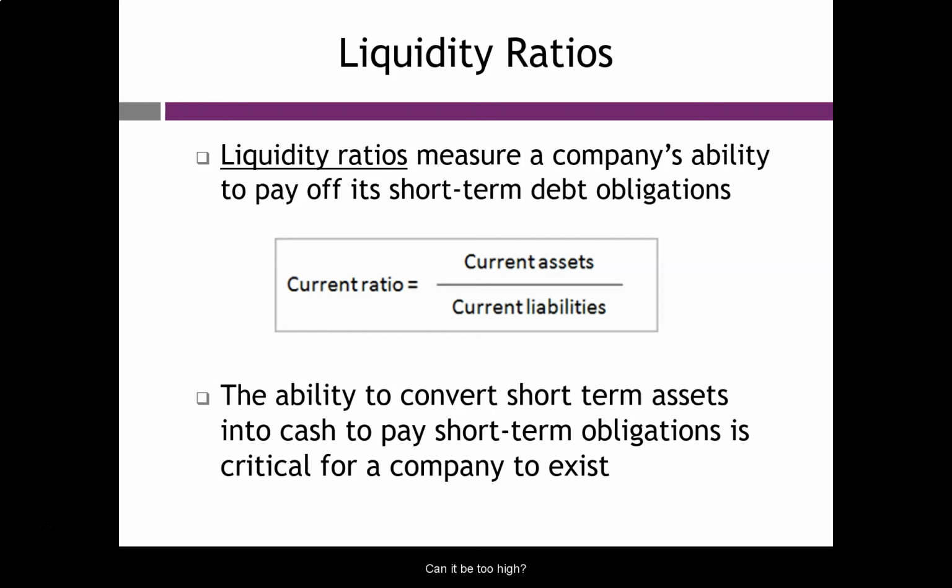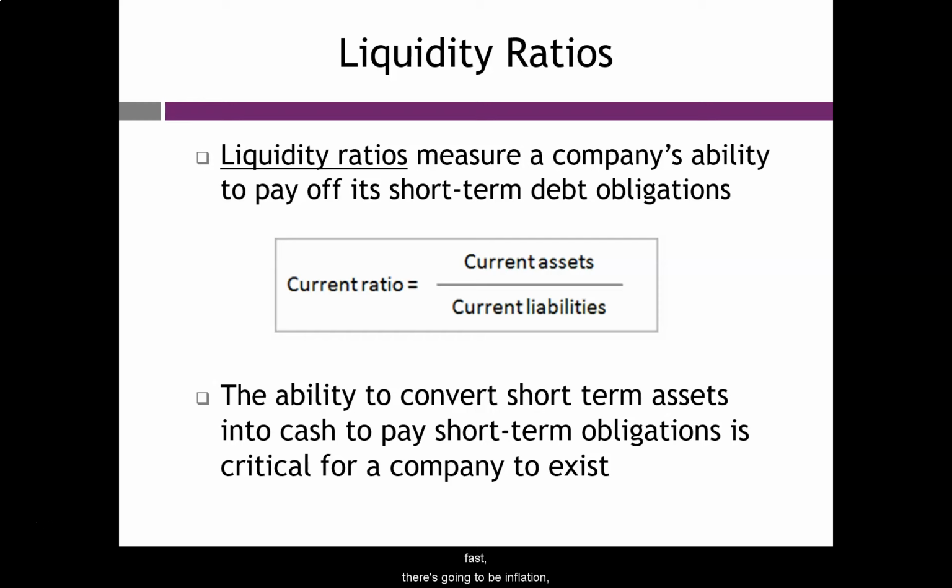Can it be too high? Can current assets be way more than liabilities? Could that be a problem? The answer is, yeah, it could be too high. Kind of like when we talked about GDP growth. You really want that between 2 and 3%. You don't want it a heck of a lot higher than that, because that could mean the economy is heating up too fast.